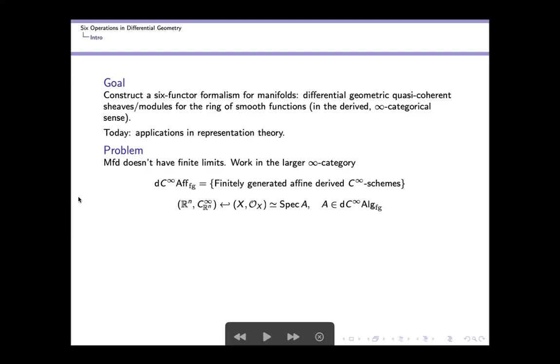So if you've never seen this notion, don't worry. For most of what I'm going to say, you can forget what I said and just assume we're always working with manifolds and smooth functions. But I'll just say there is a geometric formalism that extends the category of manifolds that looks very much like algebraic geometry.